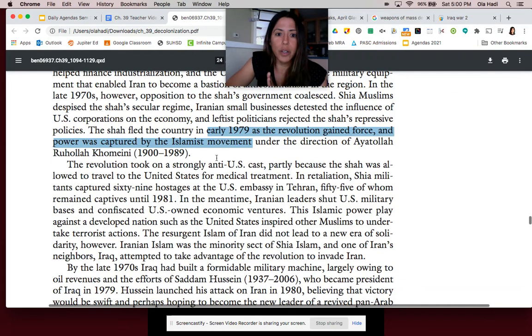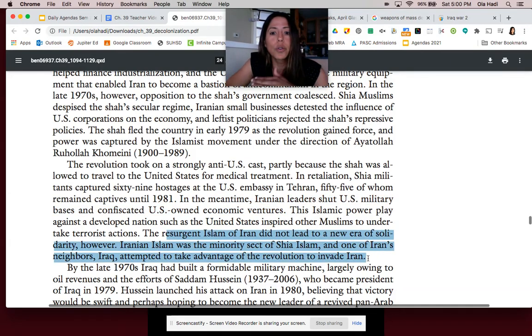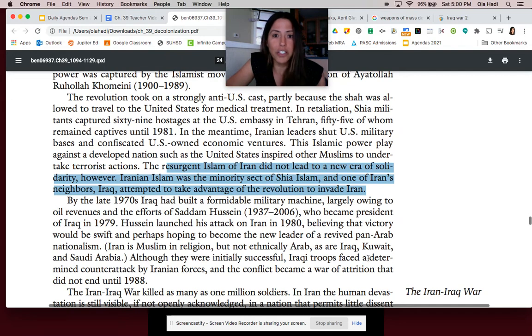This revolution was largely anti the US for many reasons, and the Shah will flee to the United States for medical treatment. The United States accept him, and in retaliation, some of these extremists who led the revolution capture 69 US hostages and keep them hostage until 1981. They also are going to confiscate some US-owned economic businesses, and they're going to basically try to change the state to a state that is more Islamist in nature.